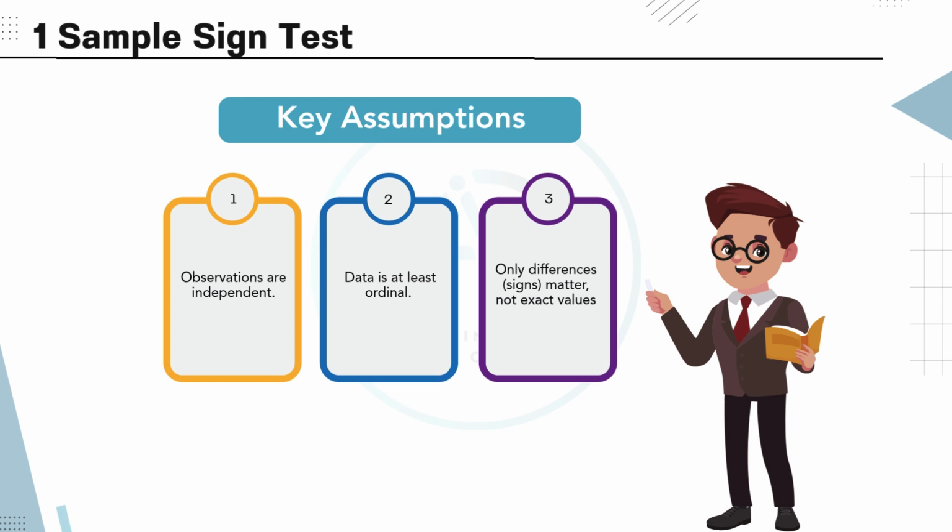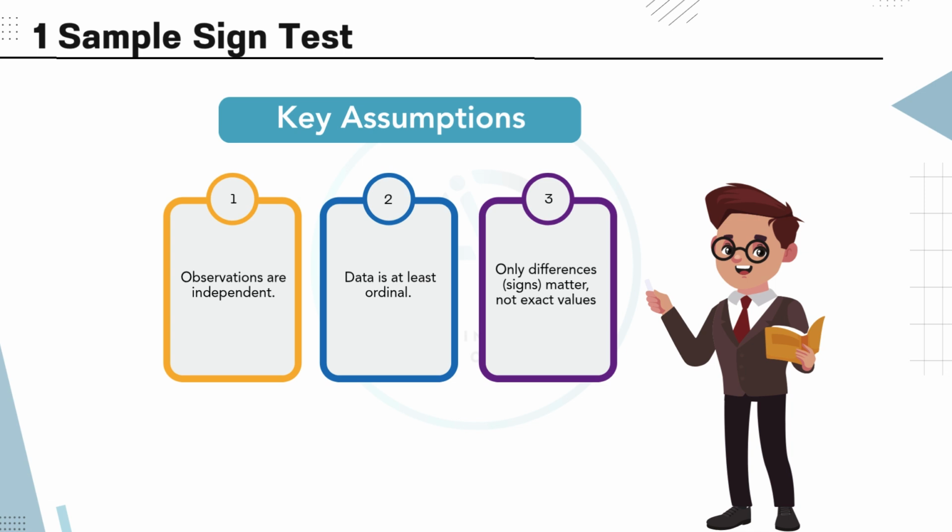Before using the one-sample sign test, it's important to ensure that certain assumptions are met. Let's look at the 3 key assumptions. 1. Observations are independent. This means that each data point should not influence the others. For example, if you're collecting feedback from customers, one person's response should not bias another's. Violation of this assumption can affect the validity of the test.